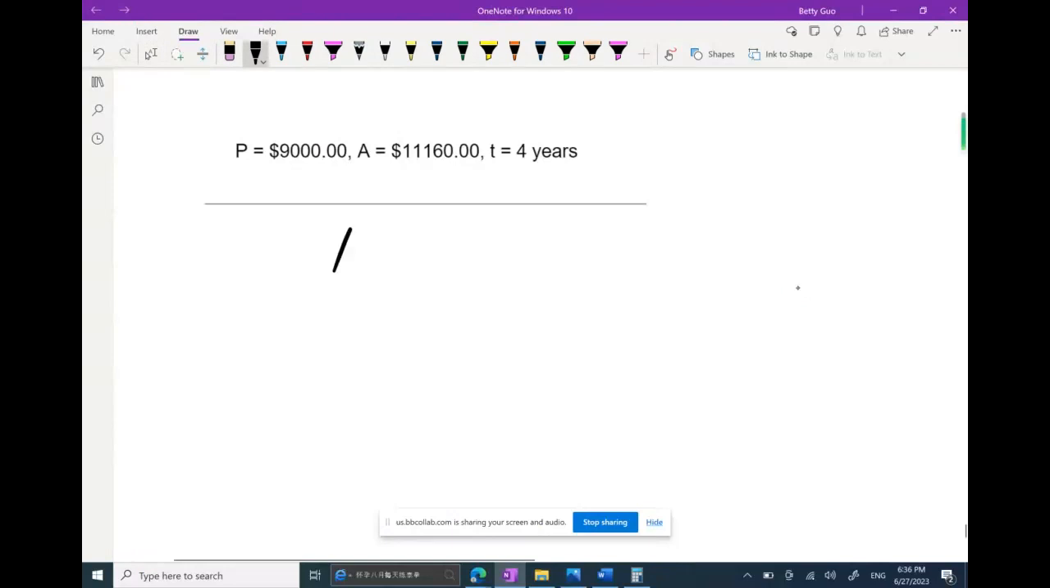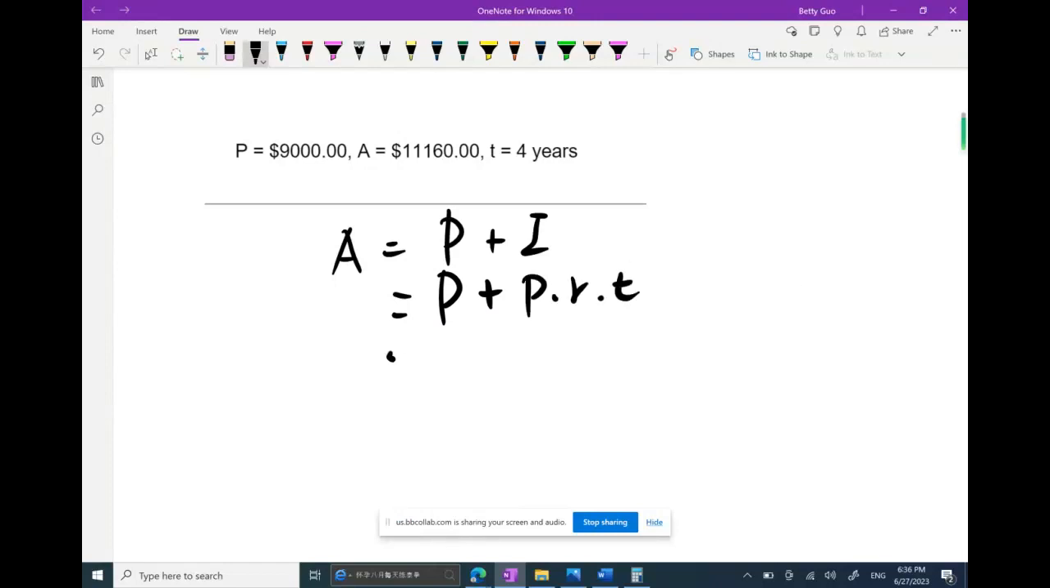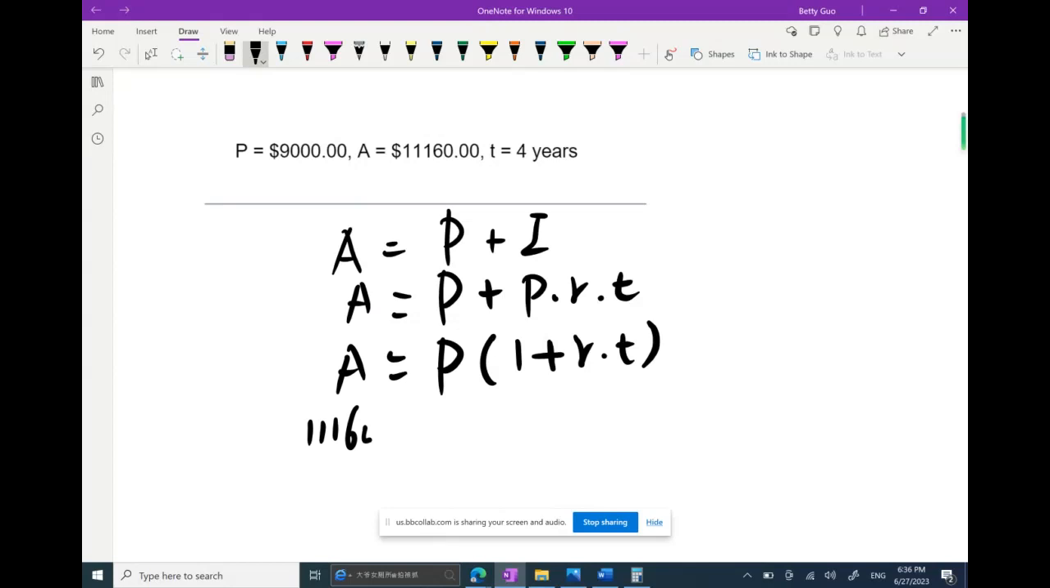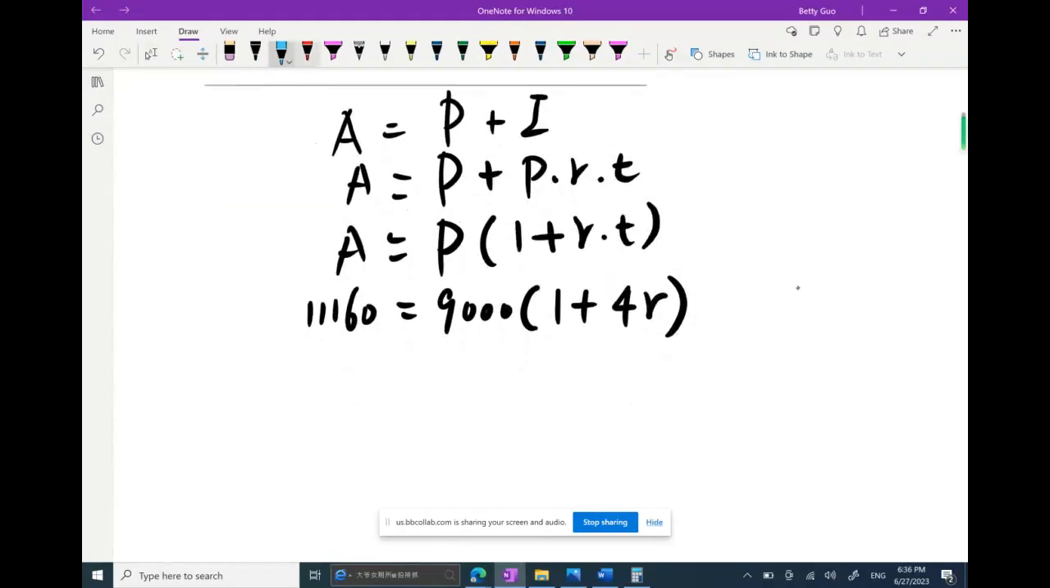What formula? A equals P plus I. P plus I is P times R times T. Factor T out, and we have P times (1 plus R times T). So let's plug in everything that we have. A is given, 11160. P is given, 9,000. And 1 plus R times T, so it's 4R, because T is 4. R times 4 is the same as 4 times R. Close the parentheses. Let's solve this equation.